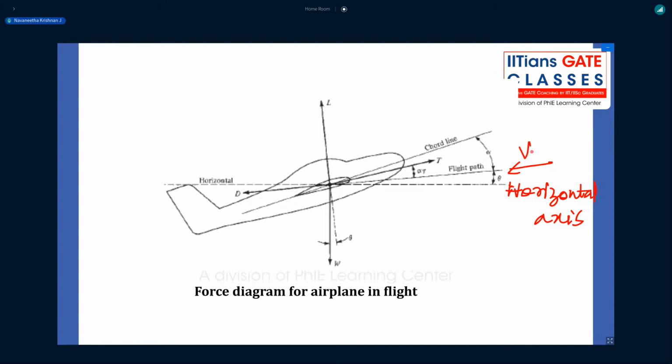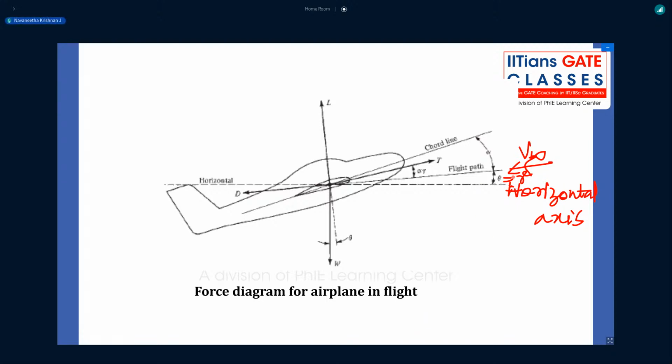this is your free stream velocity direction. Flight path is the free stream velocity direction also. So the angle between flight path or free stream velocity and the horizontal axis is called as climb angle gamma. In Anderson, it is referred to as theta. In all the other textbooks regarding this, it is represented by angle gamma.